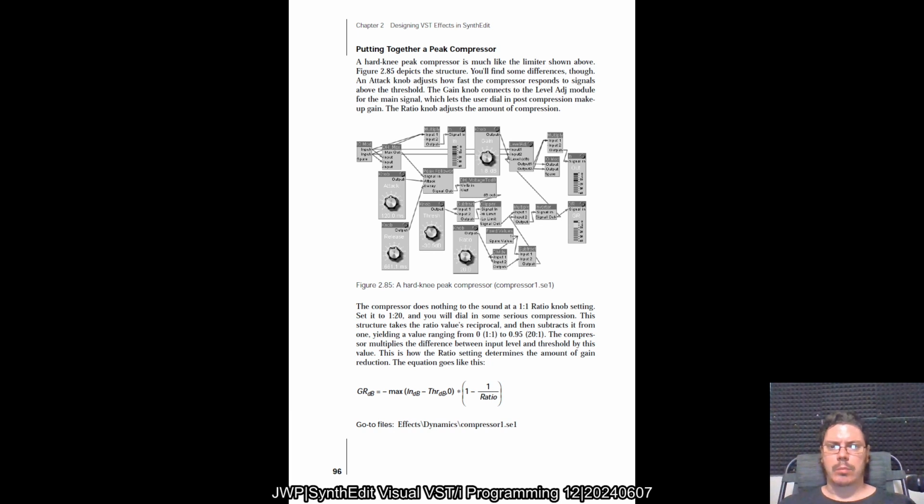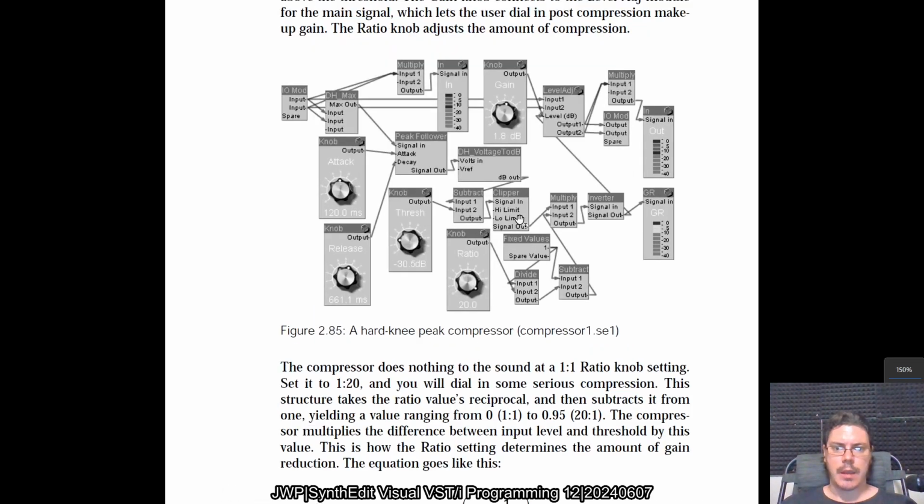Putting together a peak compressor. A hard knee peak compressor is much like a limiter shown above. Figure 2.85 depicts the structure. You'll find some differences though. An attack knob adjusts how fast the compressor responds to signals above the threshold. The gain knob connects to the LevelAdj module for the main signal, which lets users dial in post-compression to make up gain. The ratio knob adjusts the amount of compression. Figure 2.85, a hard knee peak compressor, file compressor1.se1.